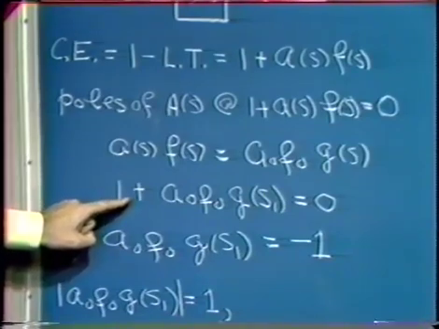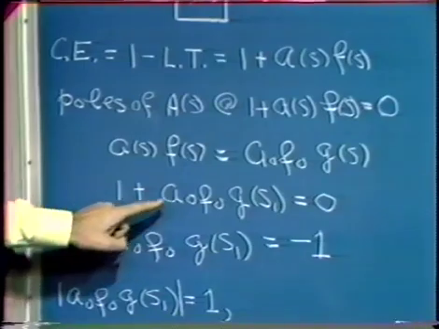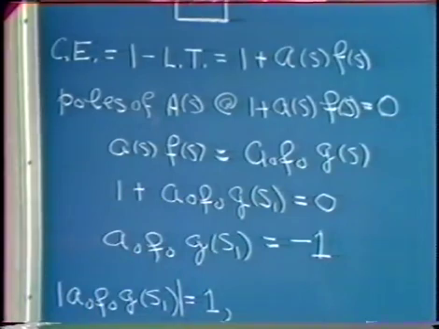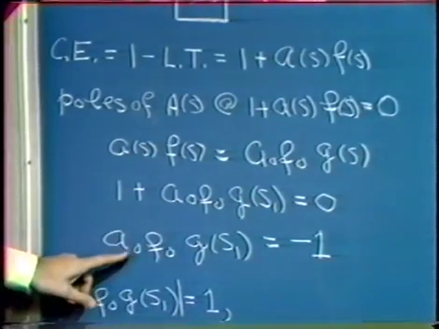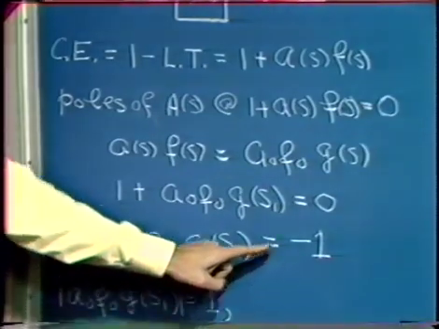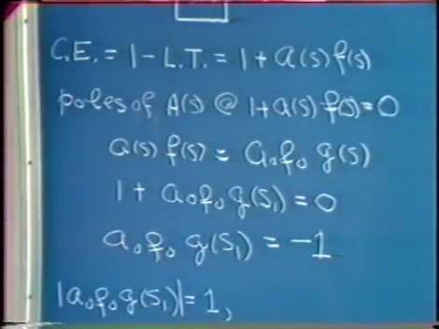So if we are in fact at a pole of capital A of s, the quantity 1 plus A naught F naught times G of S1 must be equal to 0. We can rearrange and recognize that that tells us that A naught F naught times G of S1 must be equal to minus 1.